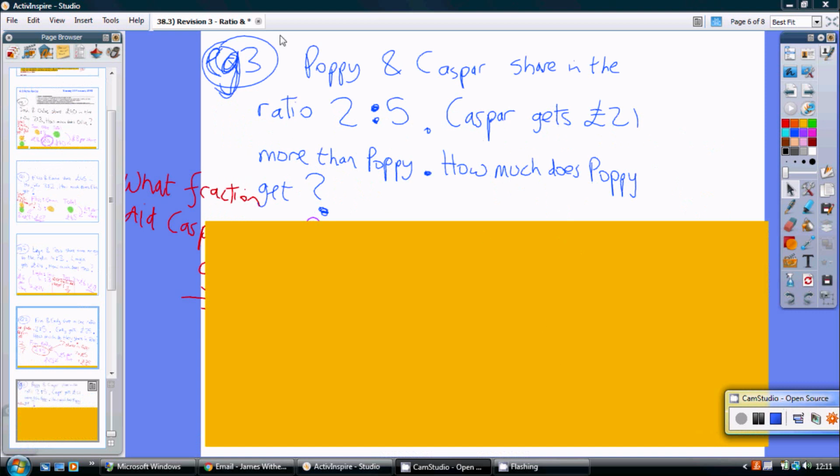Now finally, the third type of example is the hardest one. So we've got one example, then we've actually got one of these questions. Poppy and Casper share in the ratio 2:5. Now Casper gets £21 more than Poppy. How much does Poppy get? So it's not how much Casper gets, it's just that he gets £21 more than Poppy. So pause the video and have a think.